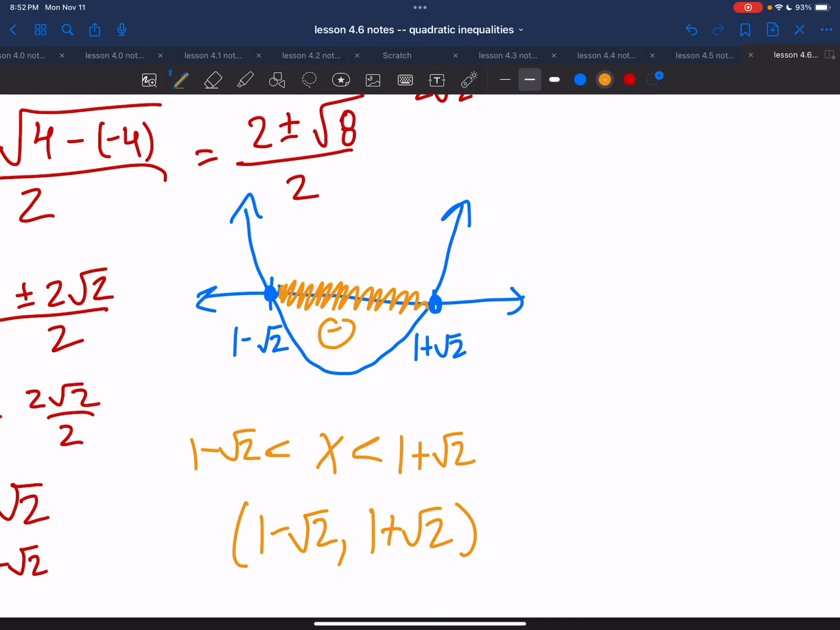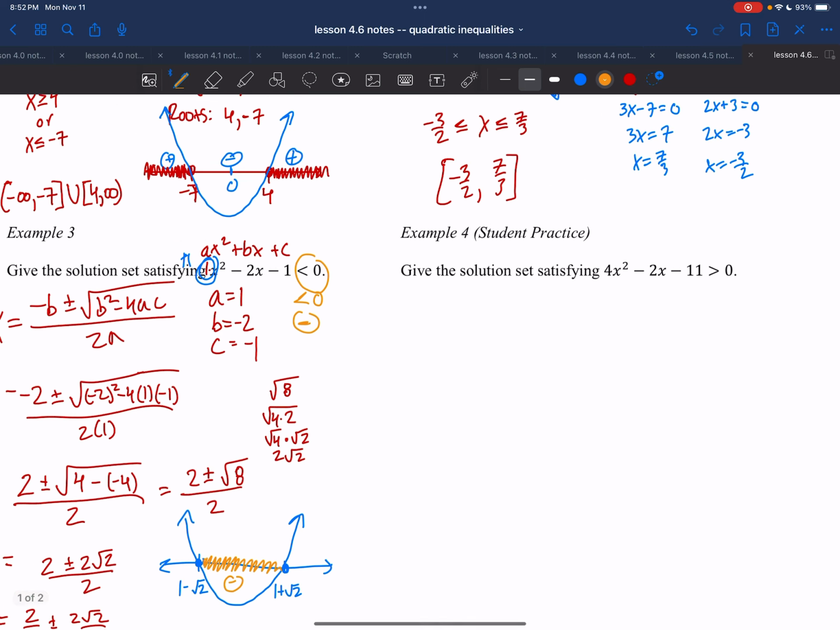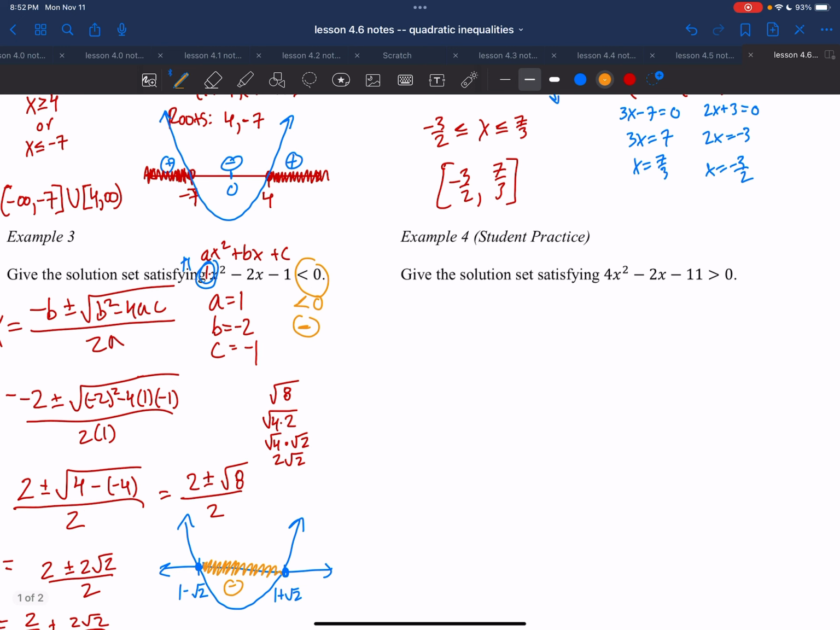And that's that. So if you can't find the roots by factoring, you can use the quadratic formula and do the same thing. I'm not going to do example 4. I think it would be redundant. It is the same idea that you're seeing here over and over.